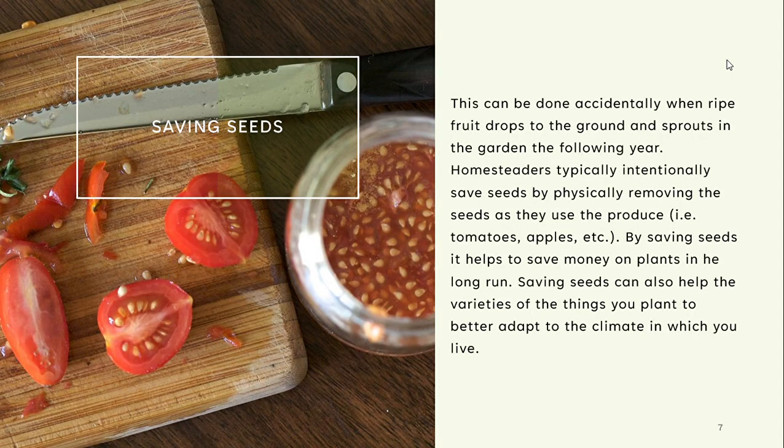Saving seeds. This can be done accidentally when ripe fruit drops to the ground and sprouts in the garden the following year. Homesteaders typically intentionally save seeds by physically removing the seeds as they use the produce. So when they're cutting up produce like tomatoes and apples, they'll take the seeds out and put them aside for the next growing season. By saving seeds, it helps to save money on plants in the long run. Saving seeds can also help the varieties of the things you plant to better adapt to the climate in which you live.